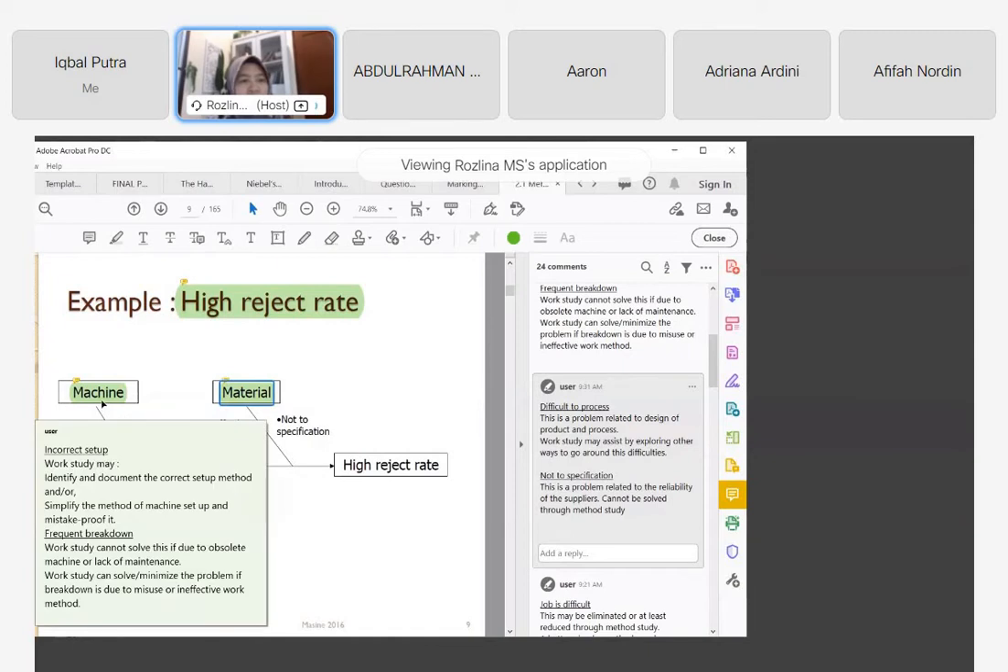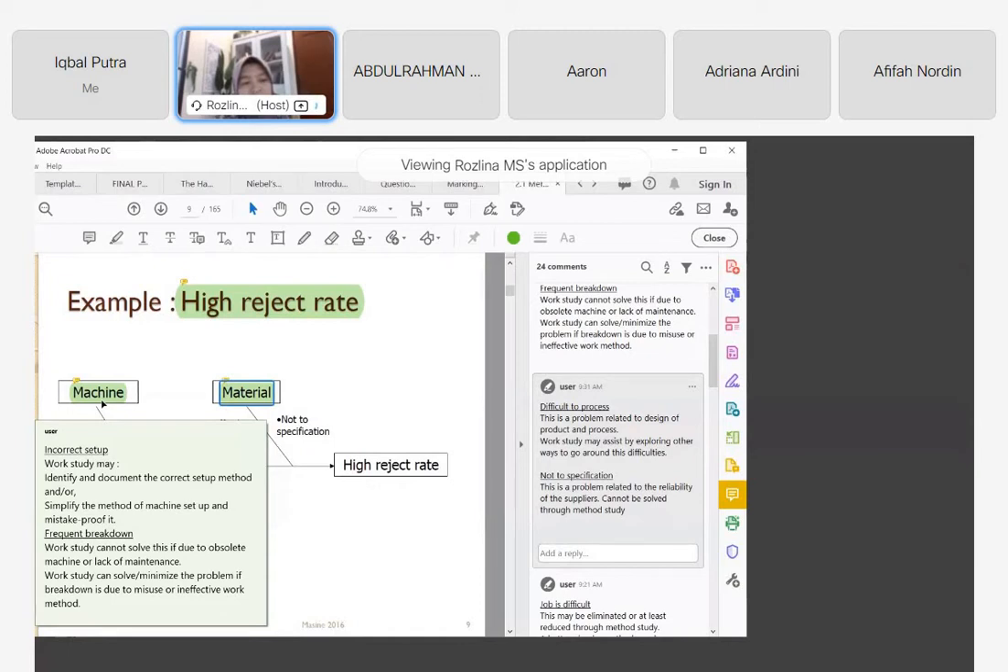Okay, machine. For machine, there may be two root causes. First is incorrect setup and then frequent breakdown. So for the incorrect setup, what can work study do? Identify and document the correct setup method or simplify the method of machine setup and mistake proof it. Okay, this one is more Poka-yoke. You will learn about the Poka-yoke. Frequent breakdown: work study cannot solve this if due to obsolete machine or lack of maintenance.